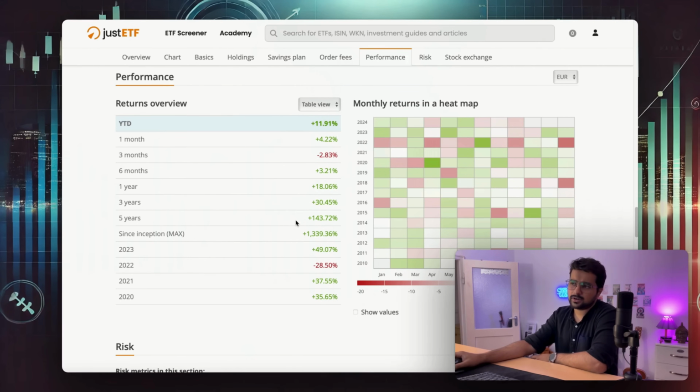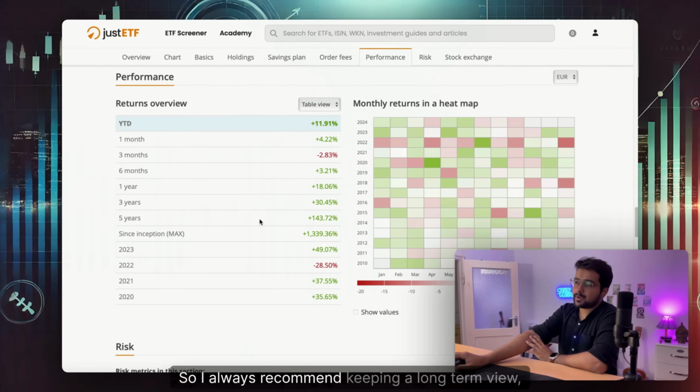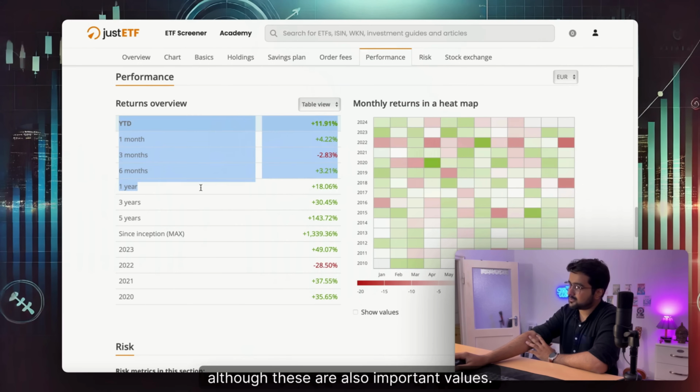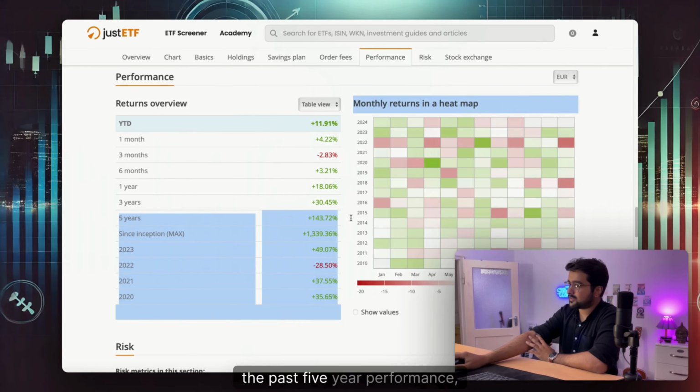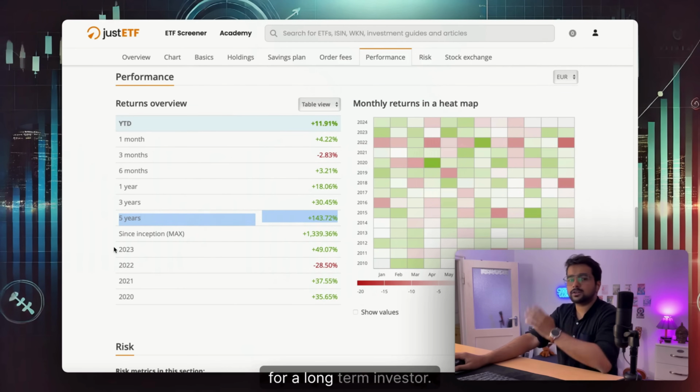We can then look at performance, as we have discussed, how they have performed over the past year, 5 years, 3 years, or past month, past 3 months. So I always recommend keeping a long-term view. Although these are also important values, this value, the past 5-year performance, should be the most important for a long-term investor.